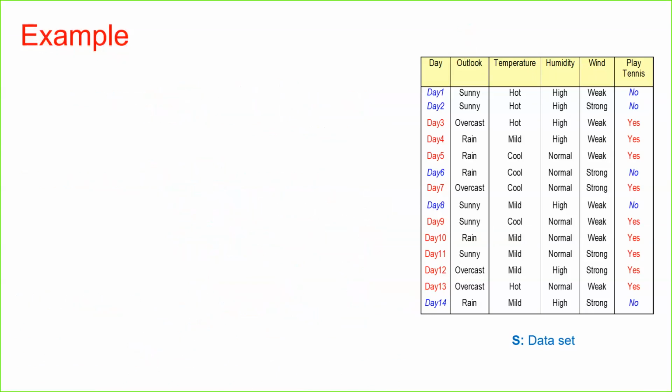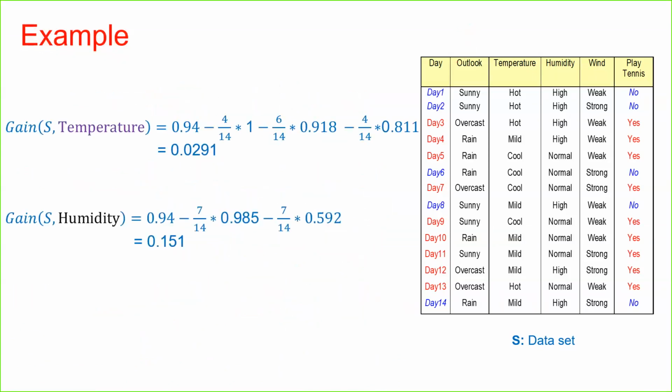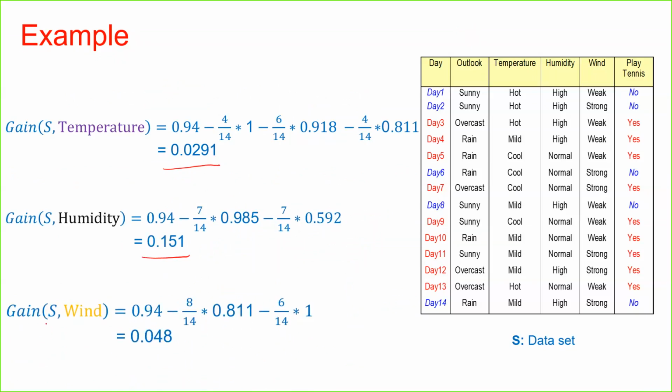Similarly, compute the gain with respect to temperature, which is 0.0291. The gain with respect to humidity is 0.151. And the gain with respect to wind is 0.048. So now we select the attribute that maximizes the gain. Which attribute should we select? Outlook, temperature, humidity, or wind? We select outlook, for which the gain is 0.24, which is greater than these 3 values. So we select outlook in the root node.